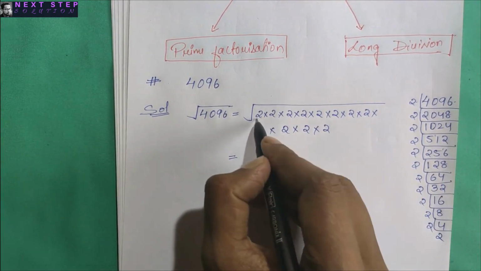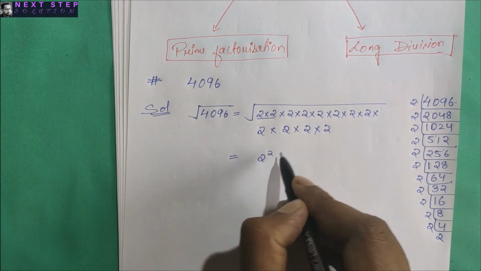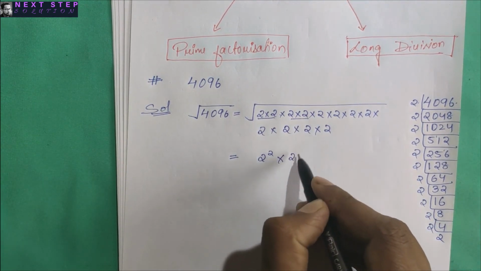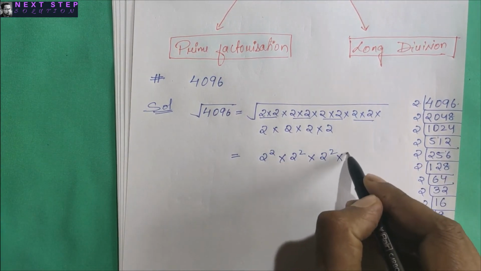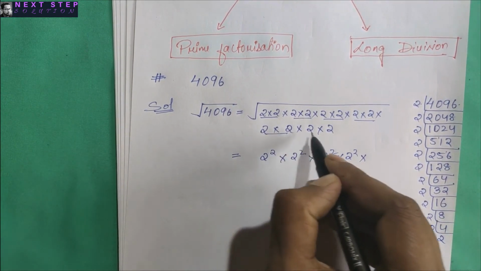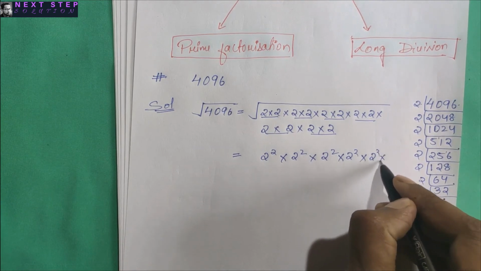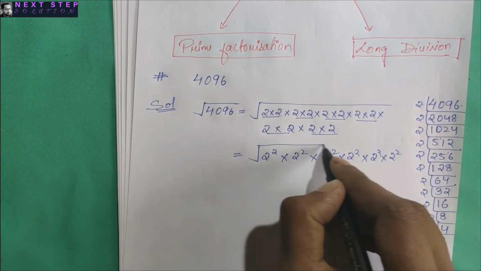Now we will make pairs. These 2 we will write as 2 square. These 2 we will write as another square. These 2 will make another pair, 2 square. Then these 2 and these 2, 2 square and 2 square. Everything is inside a root over.